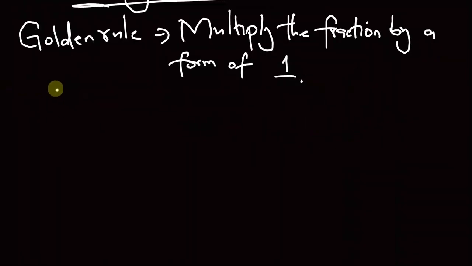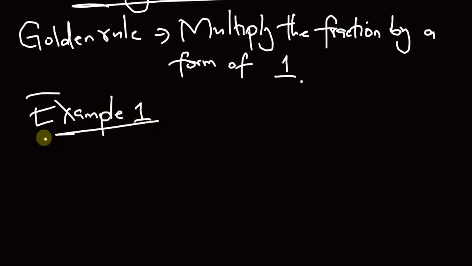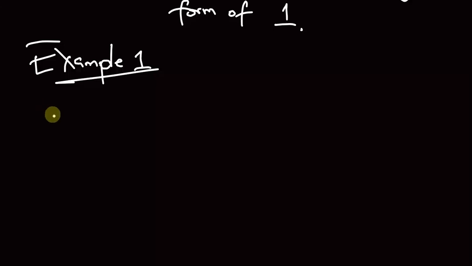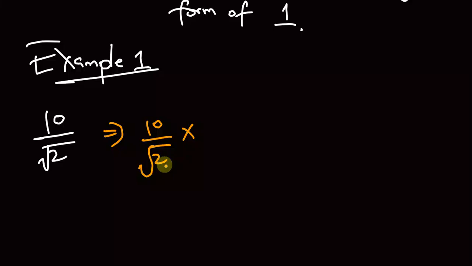Let's use an example directly. Example 1. When you have a value like 10 divided by root 2, how do we solve it? I'm just going to rewrite it again so that you see. This will be 10 over root 2. We multiply it with the denominator, so it will be root 2 over root 2, in a form which when we simplify it will be 1, just like we said here.